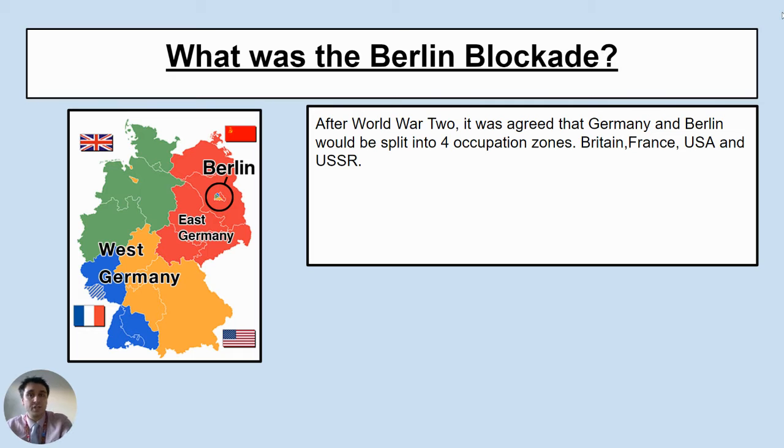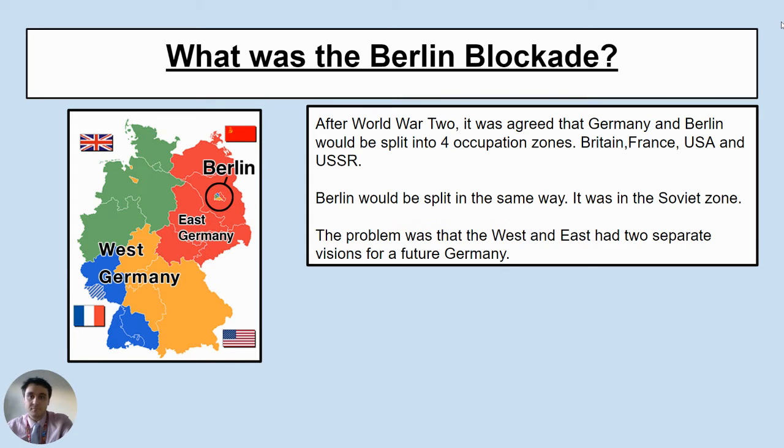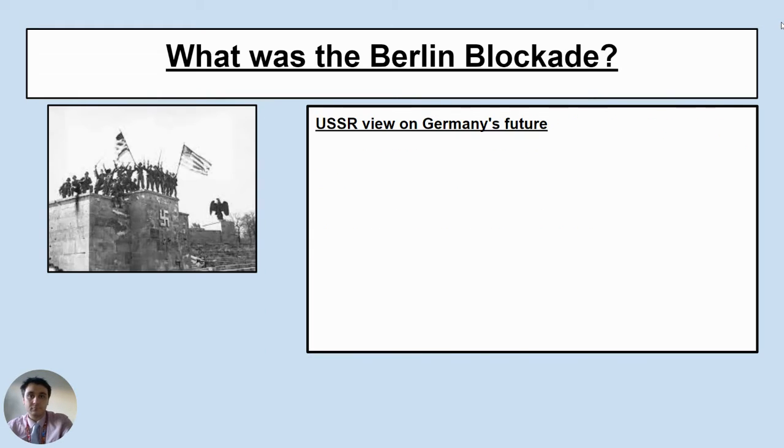Now, as we've covered, after World War II, it was agreed that Germany and Berlin would be split into 4 occupational zones: Britain, France, the USA and USSR. Berlin would be split in the same way, but Berlin was in the Soviet zone. And the issue with all of this dividing up of Germany and Berlin is that the West and the East had 2 separate visions for the future of Germany. Let's have a look at them.